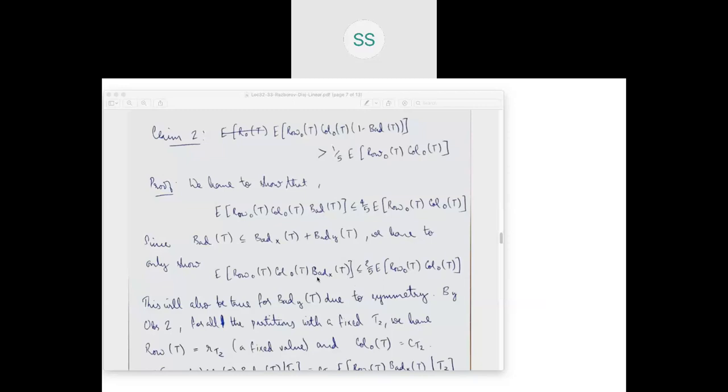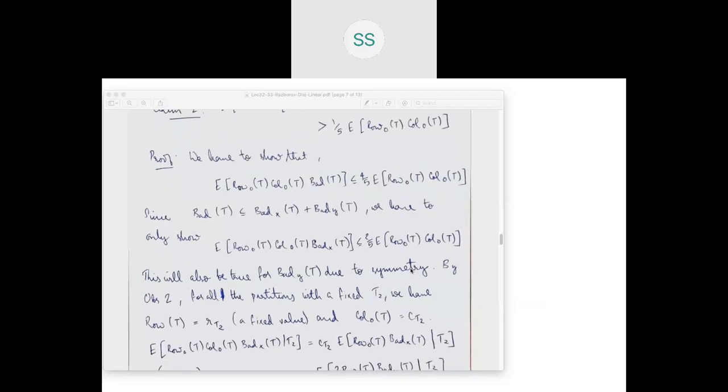So in other words, it's saying that the contribution from the bad x partitions, or X bad partitions, is no more than 2/5. And similarly for Y bad partitions. And so for the good partitions, it is at least 1/5.